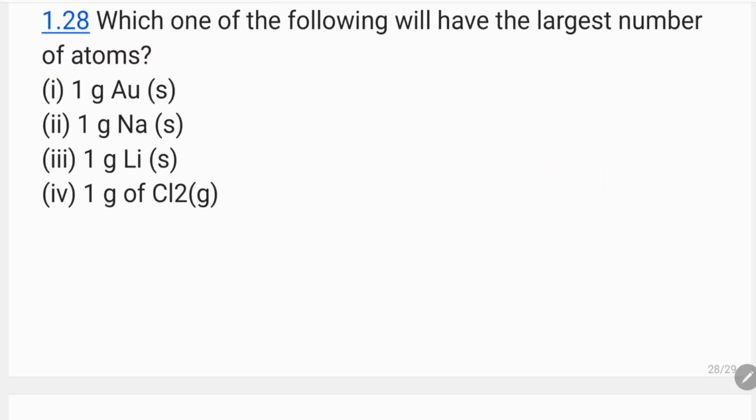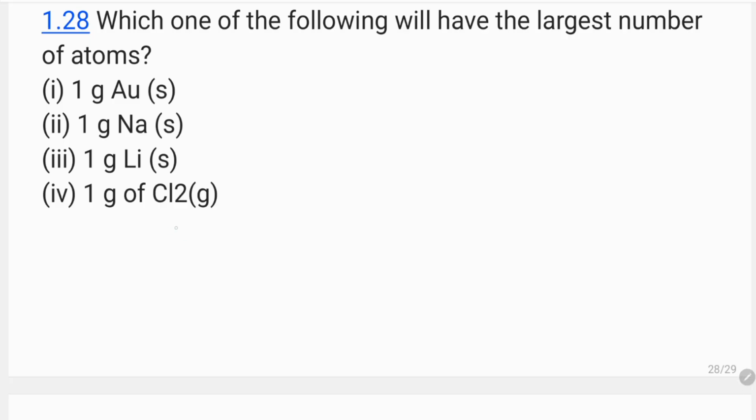Alright, let's start with another question, that is 28th question. Question states that which one of the following will have largest number of atoms? Okay, so we have to see which one will have the largest number of atoms. The number of atoms are related with moles and Avogadro number. So we are going to use that particular question over here.